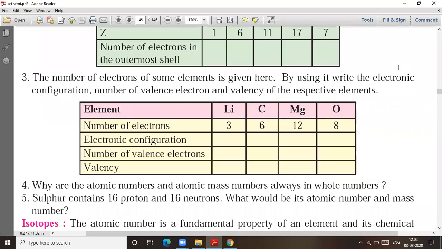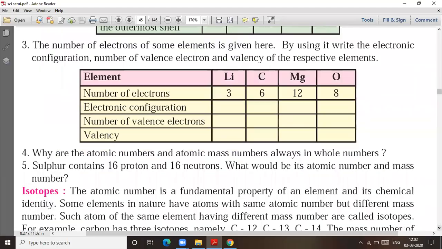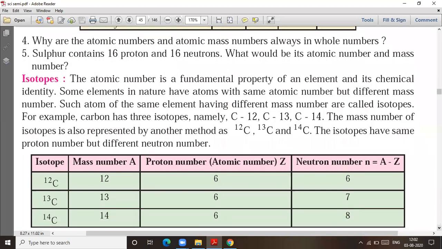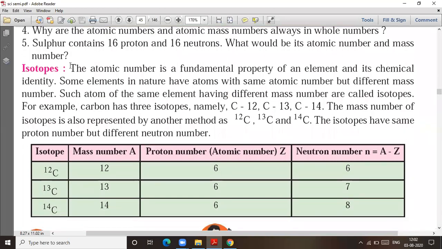Okay, guys, so let's continue the lecture, and the new term you are going to see is the isotope. What do you mean by isotope? The atomic number is a fundamental property of an element and its chemical identity, right? We have seen that the atomic number is a fundamental property of an element and its chemical identity.